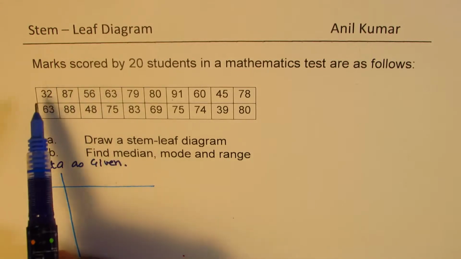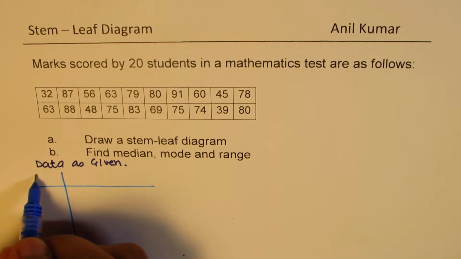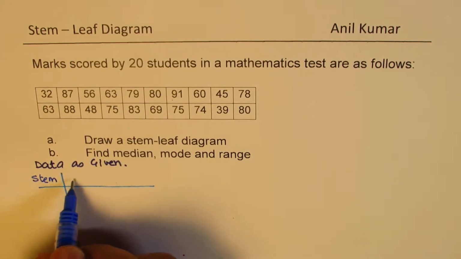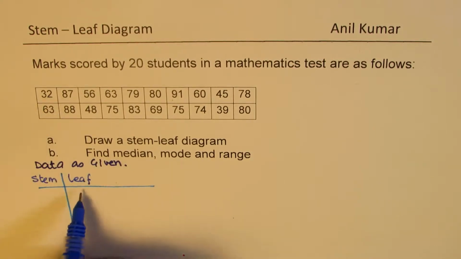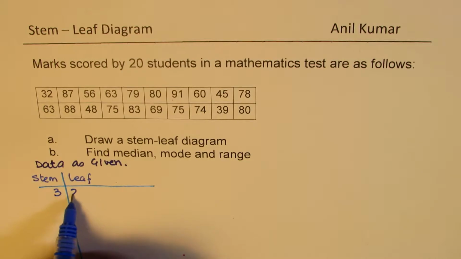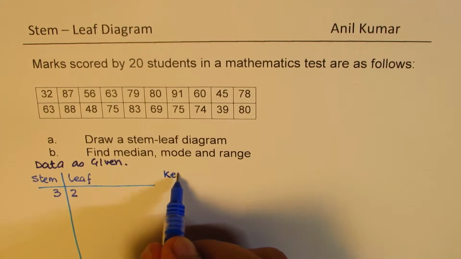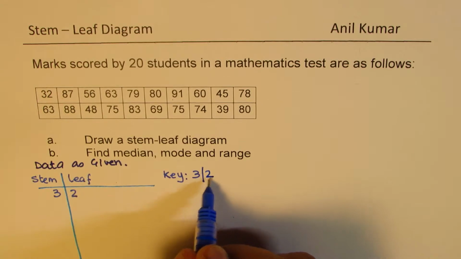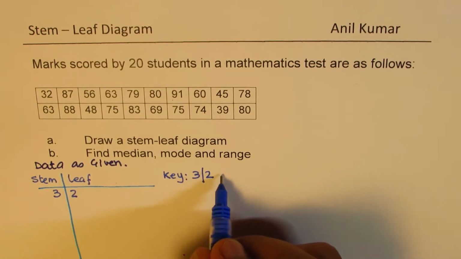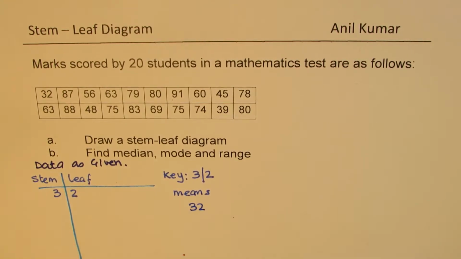Now, beginning with 32, 2 goes to the leaf part and 3 comes to the stem part. So this is the stem, and digit 2 will go to the leaf part. So that is how we are going to place it. The key here will be that if I am writing 3 in the stem part and 2 in the leaf part, it means 32. That is kind of important to specify.